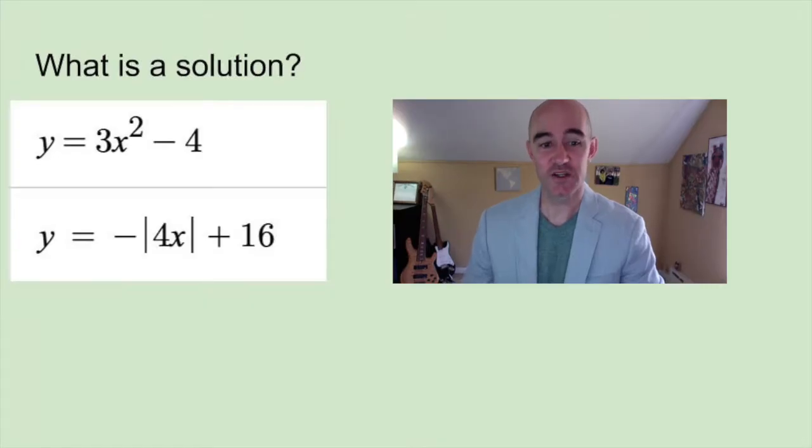Here are two equations that you might not know how to find the solution to in any other way. y equals 3x squared minus 4 and y equals negative the absolute value of 4x plus 16. I don't know how I would start solving these algebraically, but I do know that if I can find any point that is on both graphs, that point is going to represent a solution to this system of equations.